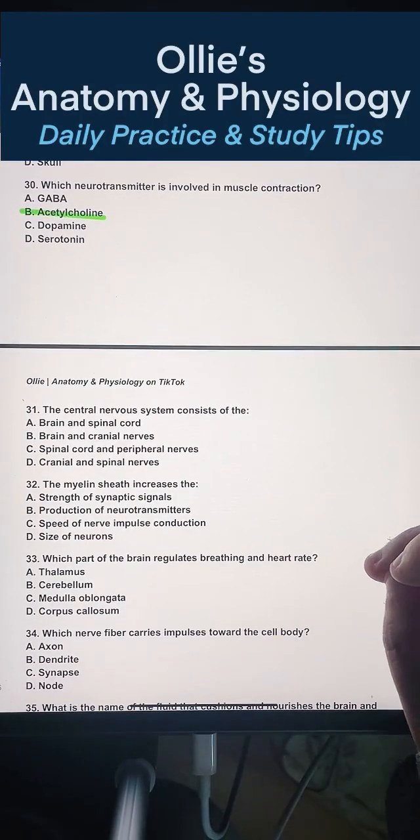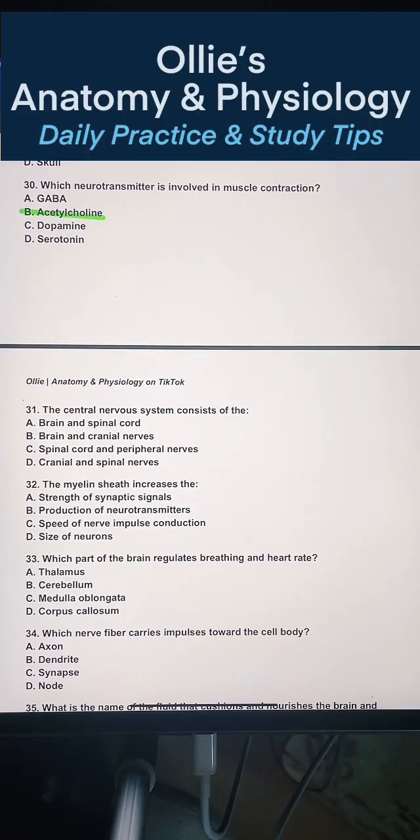Number 31, the central nervous system consists of what?